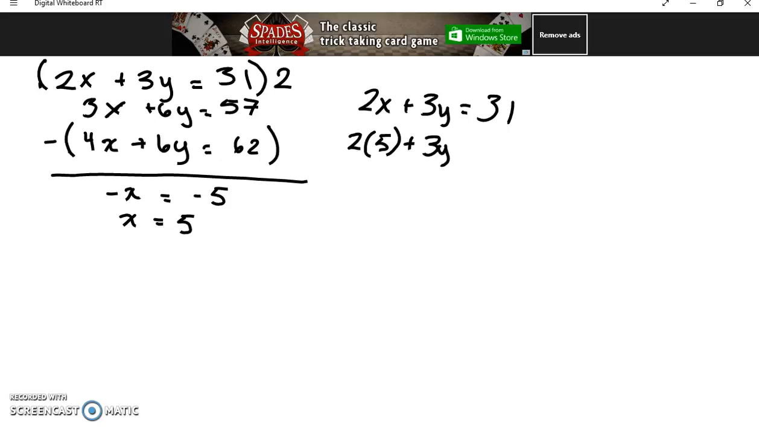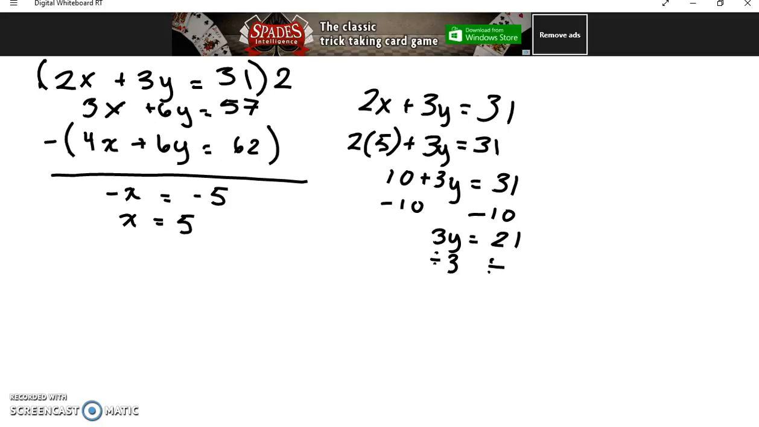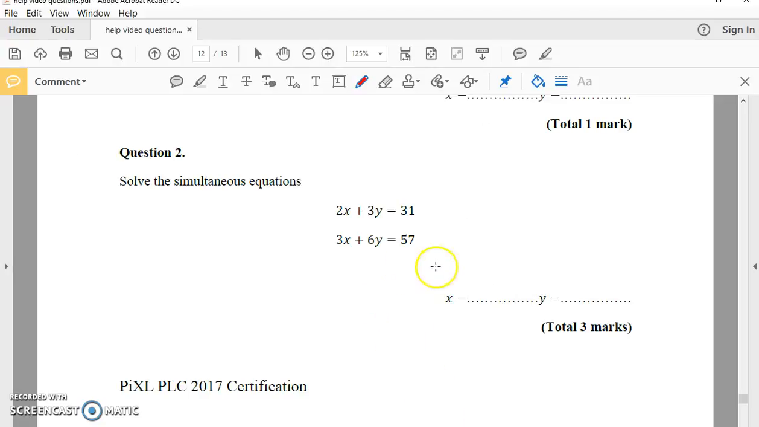So I have 2 times 5 plus 3y equals 31. That gives me 10 plus 3y equals 31. I'm going to subtract 10 from both sides. 3y equals 21. Divide by 3. Y equals 7. Okay, so x is going to equal 5, y equals 7. Alright. And I can put those values in.